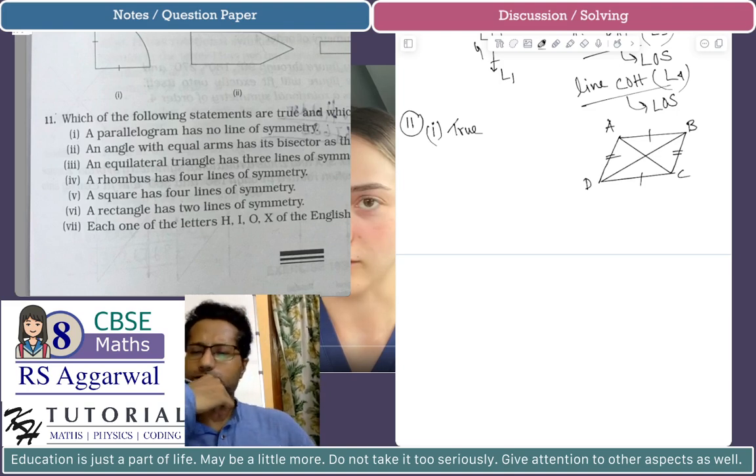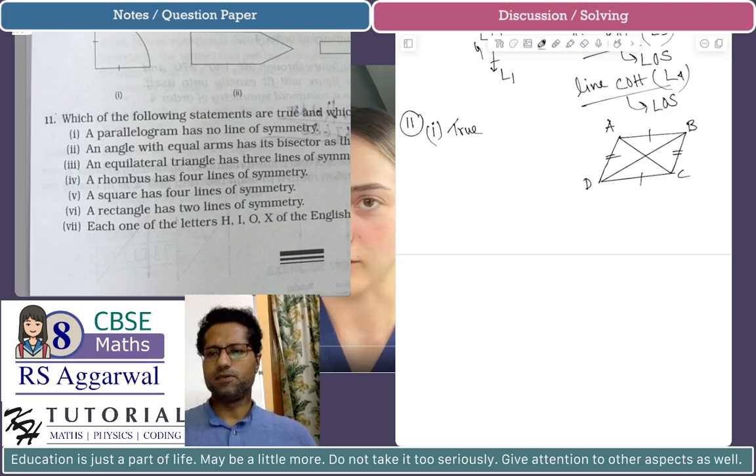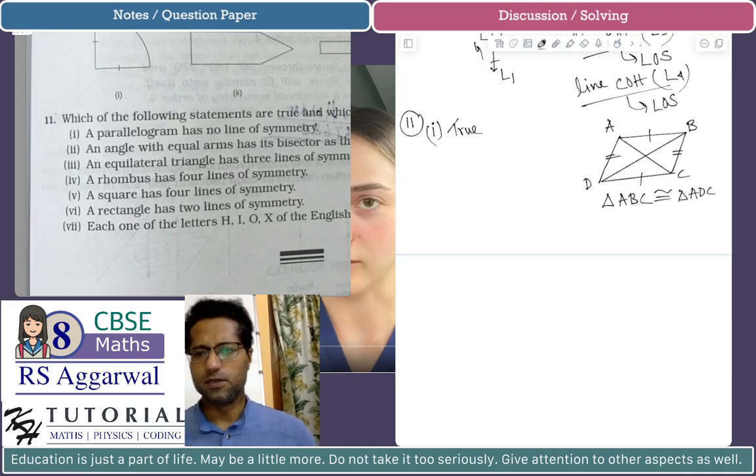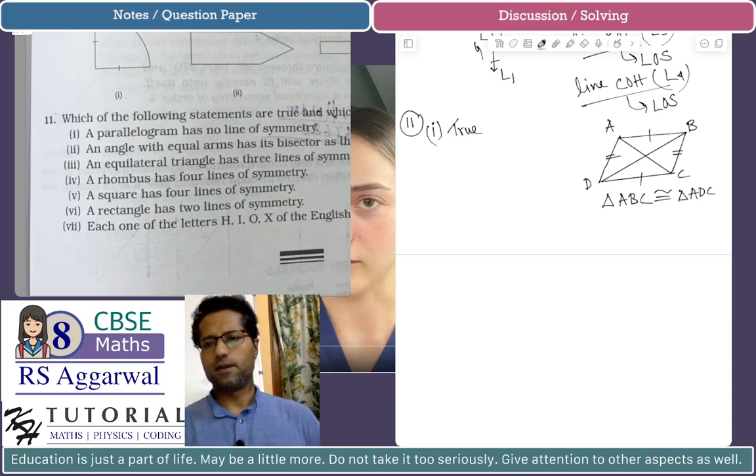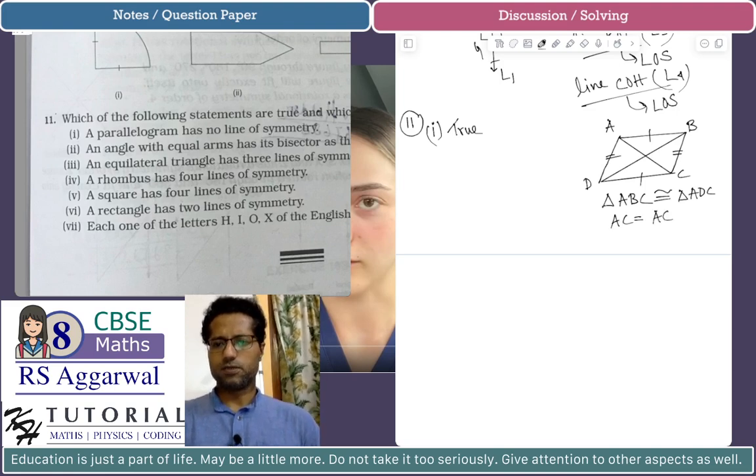Yes, in a parallelogram ABCD, we must have triangle ABC congruent to triangle ADC. But how? AC is a common side. AC is equal to AC. What else can we have?